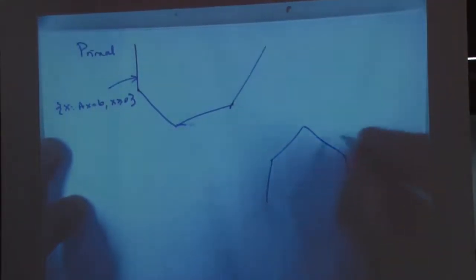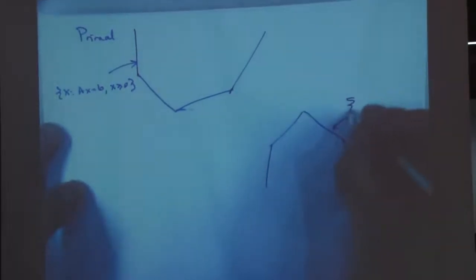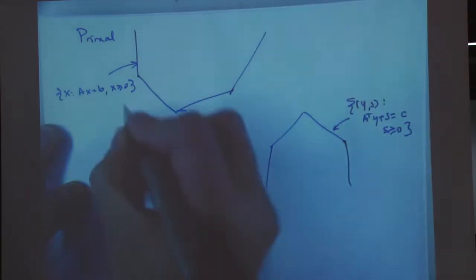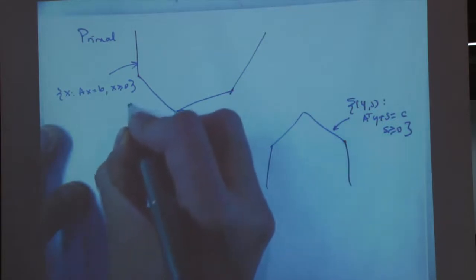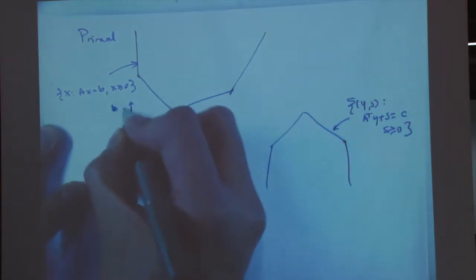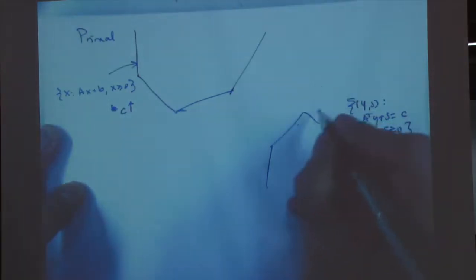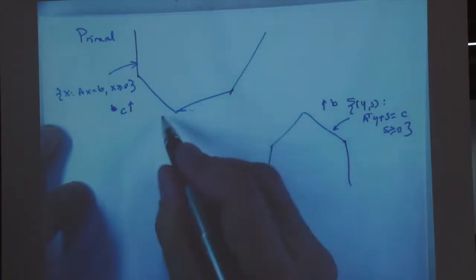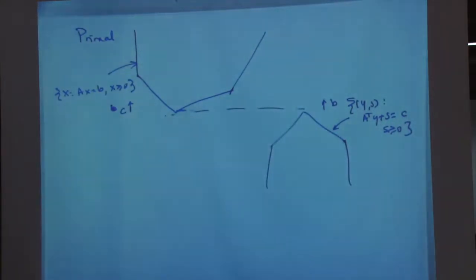linear programming problem. Think about this as the y's and s such that A transpose y plus s is equal to c, s greater than or equal to 0. In the primal problem, we want to minimize c transpose x. In the dual problem, we want to maximize b transpose y. And we have that property of strong duality: the two optimal values match.